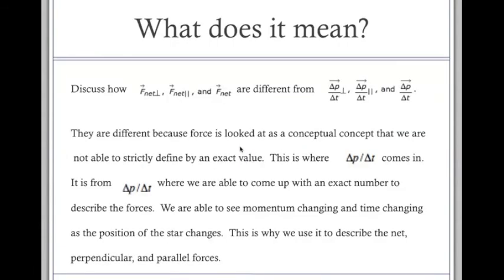On to the questions. For the what does it mean? We need to discuss how the F-net, perpendicular, and parallel are different from the delta p over delta t's. And they are different because force is looked at as a conceptual concept that we are not able to strictly define by an exact value. This is where delta p over delta t comes in. It is from delta p over delta t where we are able to come up with an exact number to describe the forces. We are able to see momentum changing and time changing as the position of the star changes. This is why we use it to describe the net, perpendicular, and parallel forces.